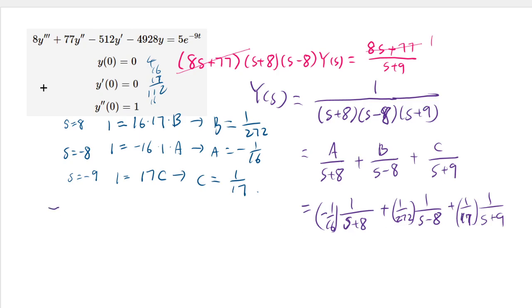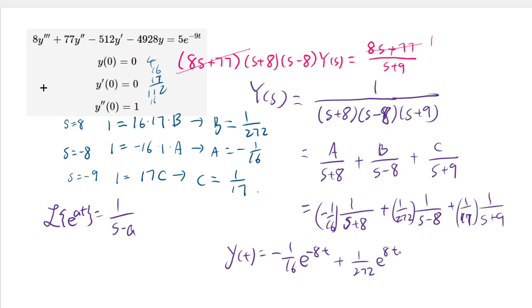And realizing that the Laplace transform of e to the at is 1 over s minus a, the inverse transform of 1 over s minus a will be e to the at. So we know that y of t, the final answer to this, will be negative 1 over 16 e to the negative 8t, plus 1 over 272 times e to the 8t, and then plus 1 over 17 times e to the negative 9t. And that's the final answer.